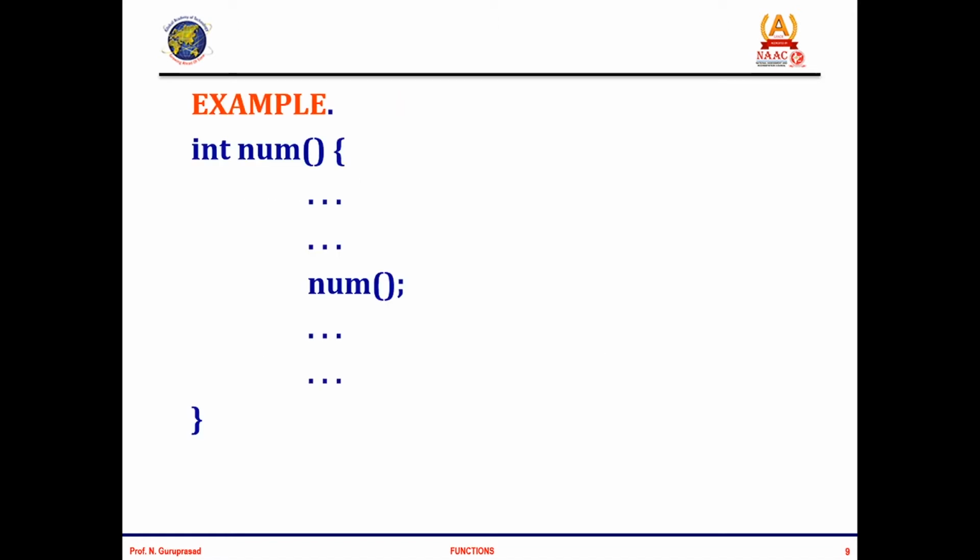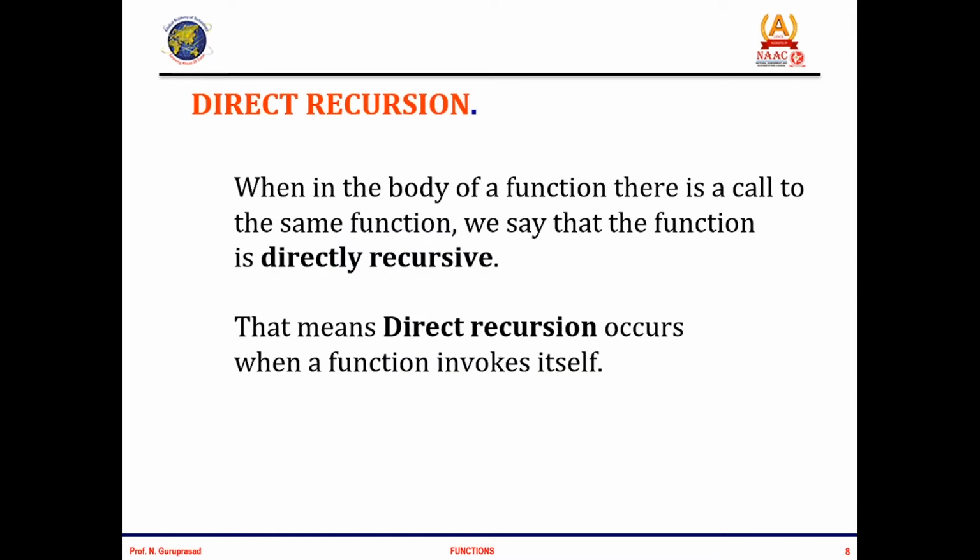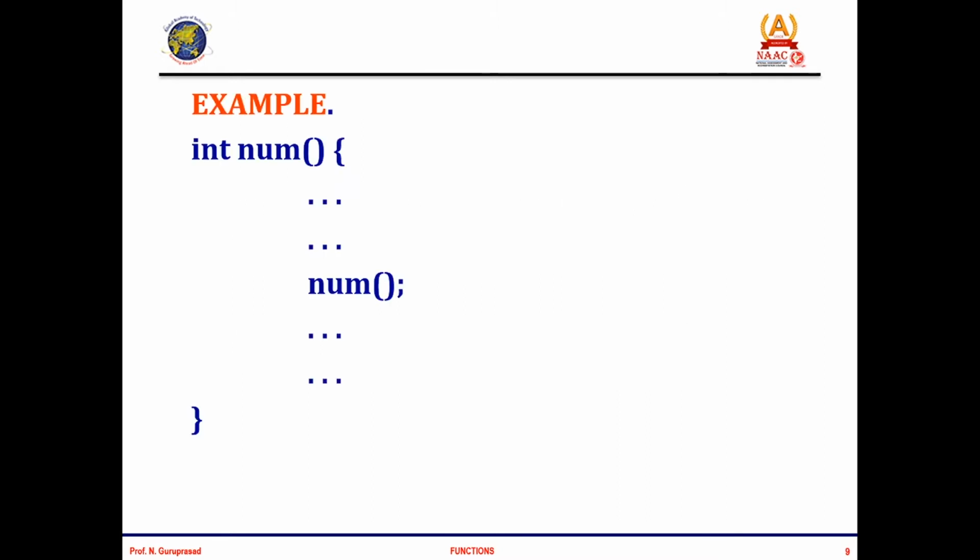Have a look at this code. I have a function whose name is num, and I have a couple of lines getting executed, and then somewhere here I'm trying to call the same function again. So within this particular function definition, I'm calling the same function again. That is what we call direct recursion. It means in the body of the function, there is a call to the same function. You look at this, num and num. So it is actually a call to the same function, which tells me it's an example of direct recursion.